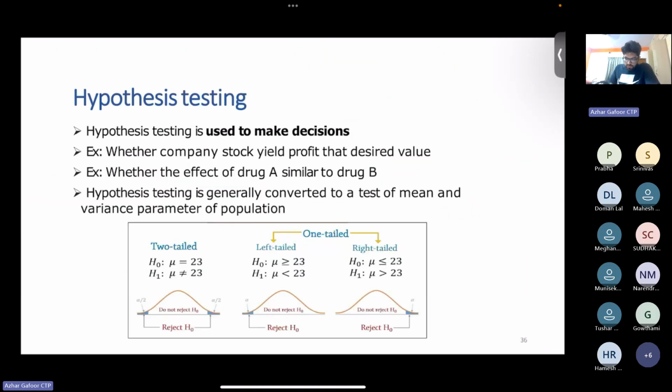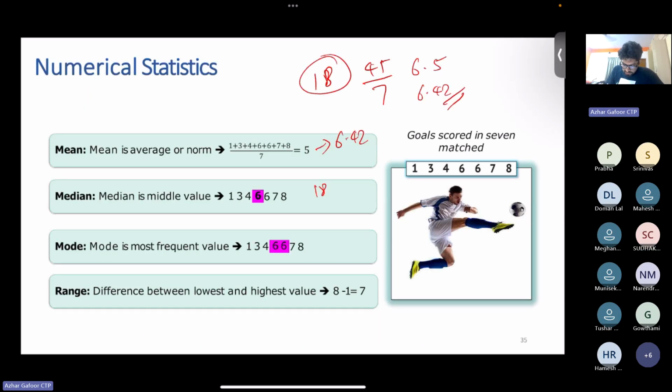Okay, now coming to hypothesis testing. Sir, while you are calculating the median, we have taken an odd number of values. So if you have an even number of values, let's say we have 1, 3, 4, 6, 6, 7, this is an even number. In this case, we'll take two elements and take the average. So it will be 4 plus 6 by 2, which is 5. 5 is the median.